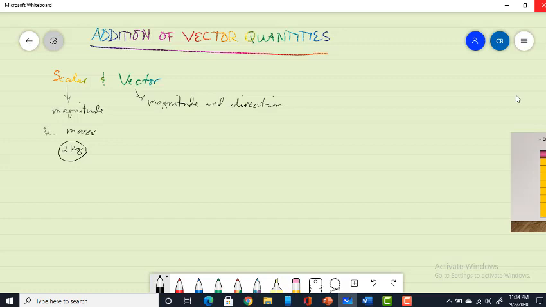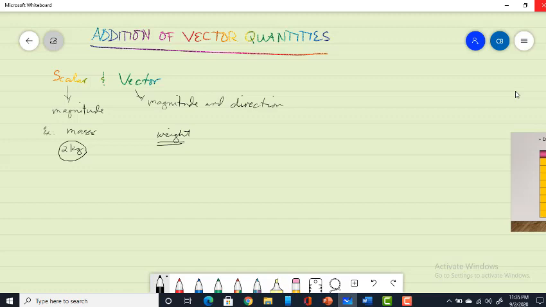In comparison, weight is under vector quantity. Why? Weight has direction. Weight should be directed downwards or towards the center of the earth. Why? Weight is the measure of the force exerted by the earth pulling a specific mass. So weight is a directed quantity. So it's the reason why it is under vector.